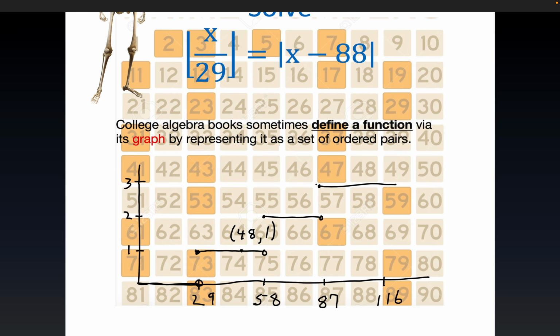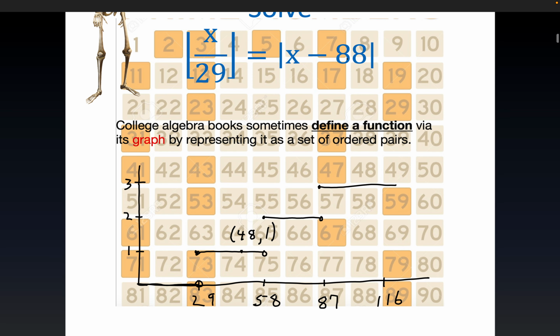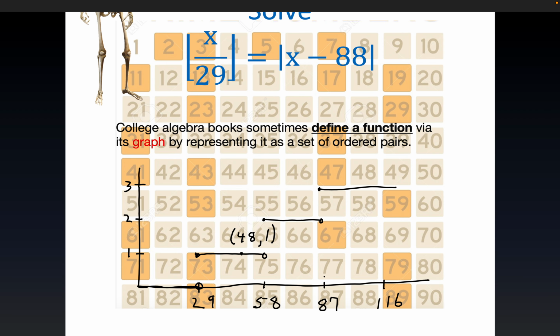Okay, so this is any number between 87. For example, if you put 100 in here, 100 is a number between 3 and 4, so it has a floor of 3 and all the numbers in this interval. Okay, now let's compare that to the easy to graph absolute value function.